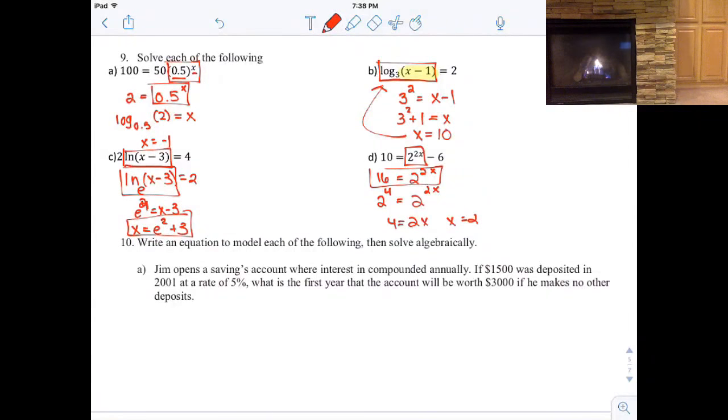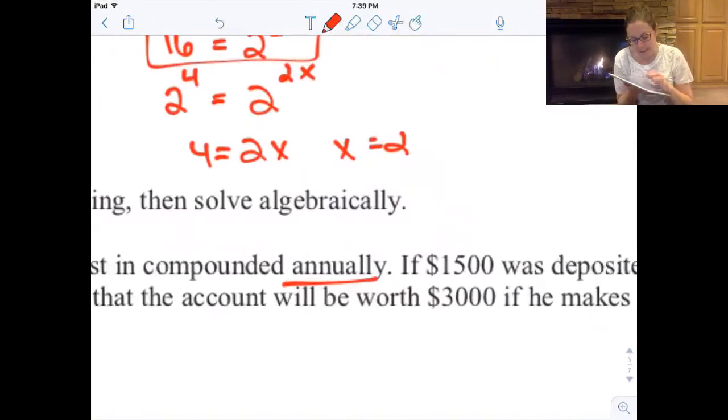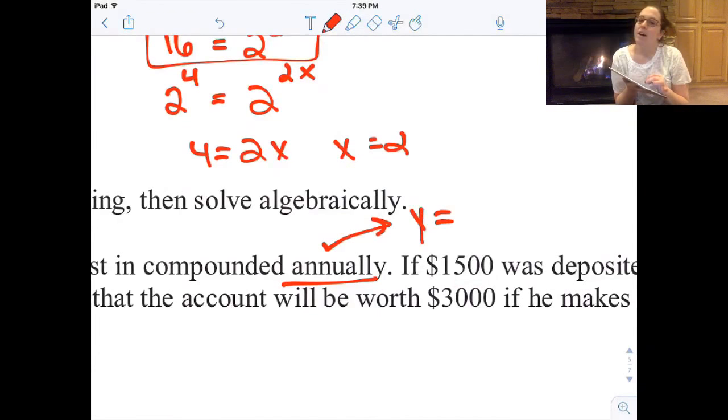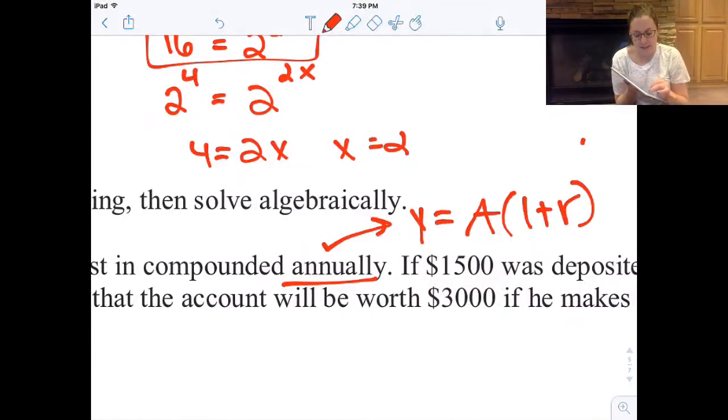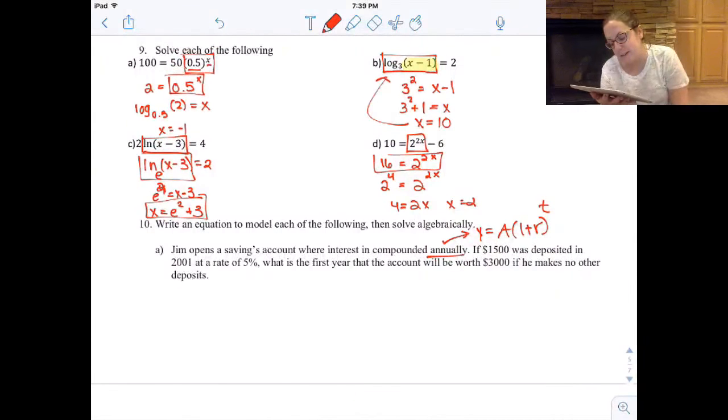Okay. Crisis averted. Sorry. So, Jim opens a savings account where interest is compounded annually. That should be making you think of y equals a(1 + r)^t. And $1,500 was deposited in 2001 at a rate of 5%. What's the first year the account will be worth $3,000? So let's set this up. I want to know when it will equal $3,000. The initial was $1,500, times (1 + 0.05)^t. So that's how I would set that up.